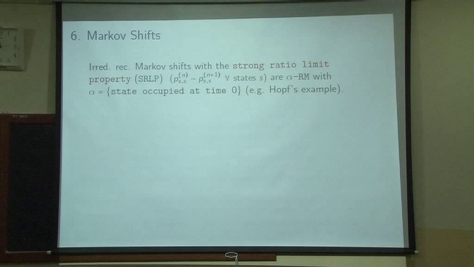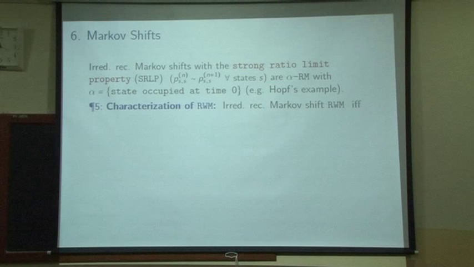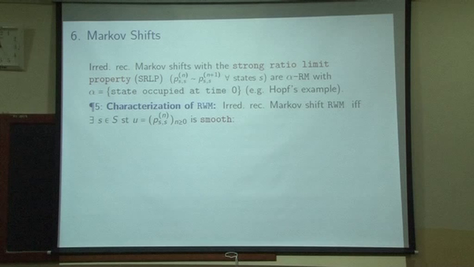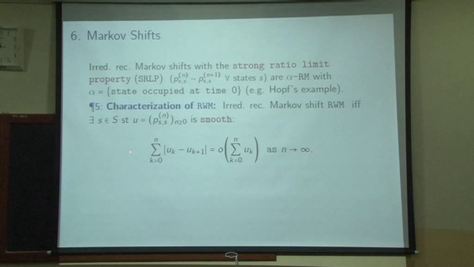Hopf's example would be like that. And in fact, there's an interesting problem on renewal sequences, because when you characterize rational weak mixing, suppose we have an irreducible recurrent Markov shift, and I think we also want aperiodic and everything. This is going to be rationally weakly mixing if and only if some, hence all, renewal sequences have a smoothness property, like that. It seems to be slightly less than the ratio limit property, but we don't know. And it seems to be slightly more than aperiodicity, but we also don't know. There are lots of nice open problems about renewal sequences, and I'm happy to bring them up.